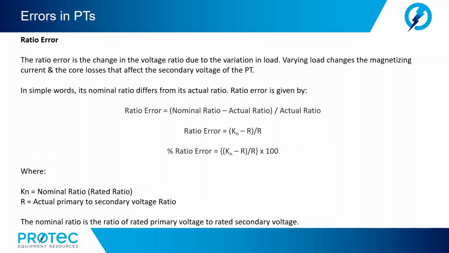The ratio error. The ratio error is the change in the voltage ratio due to the variation in load. Varying load changes the magnetizing current and the core losses that affect the secondary voltage of the PT. In simple words, the normal ratio differs from its actual ratio. Ratio error is given by the following equations, where K sub n is the normal ratio or the rated ratio, R is the actual primary to secondary voltage ratio. The nominal ratio is the ratio of rated primary voltage to rated secondary voltage.